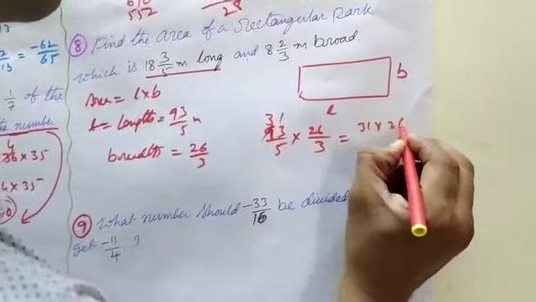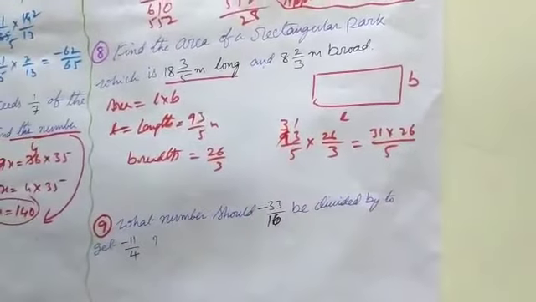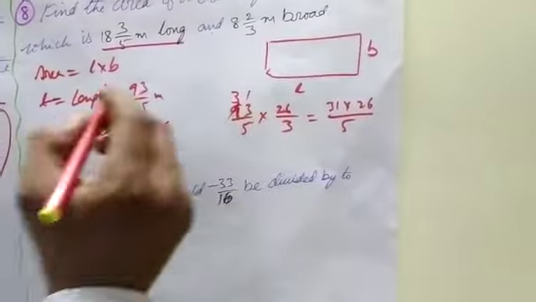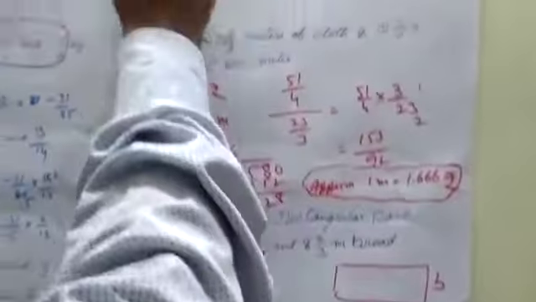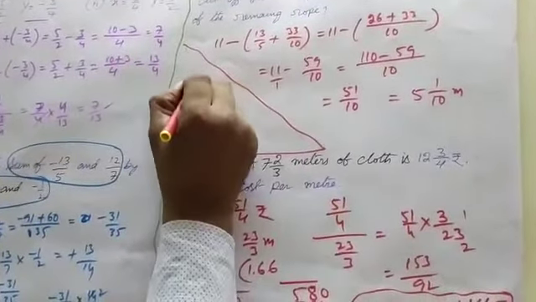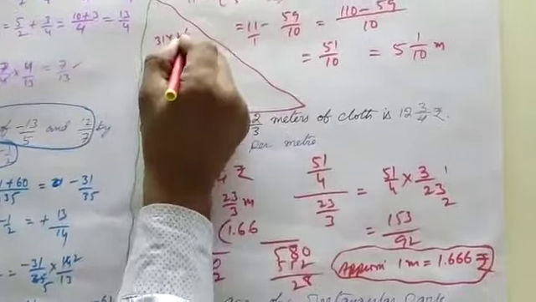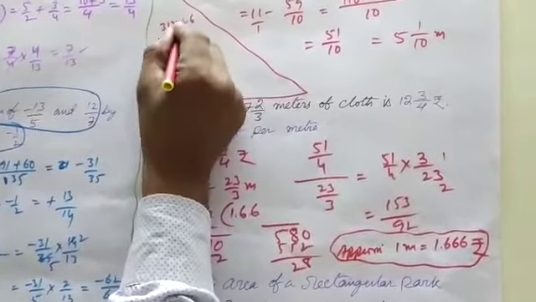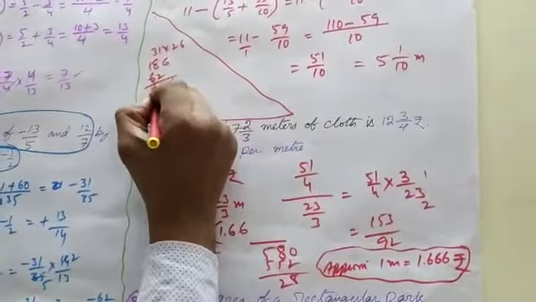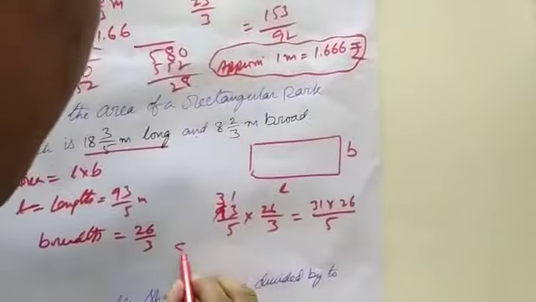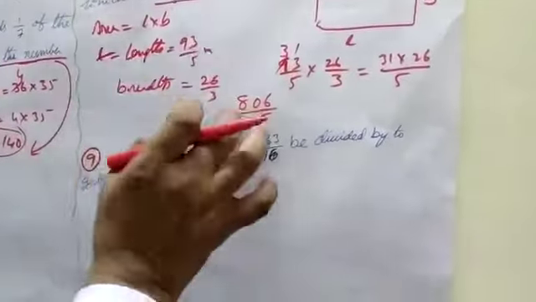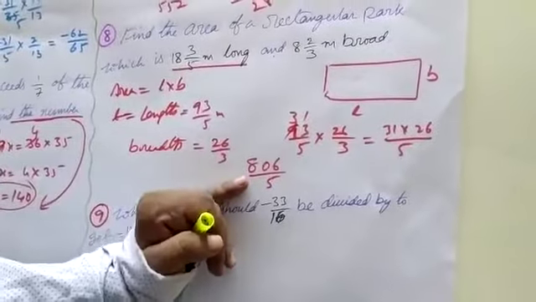Therefore 31 into 26 divided by 5. What is here? Therefore, here a small space. What is the multiplication? 31 into 26: 6 ones are 6, 6 threes are 18, 2... 6 10 8, not 6. Therefore 8 not 6 divided by 5.